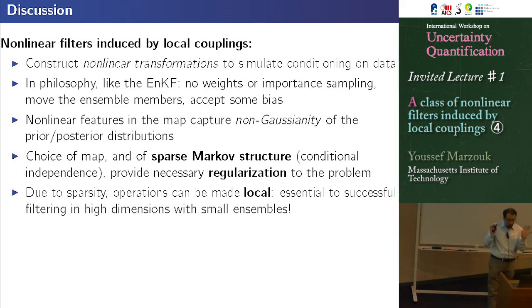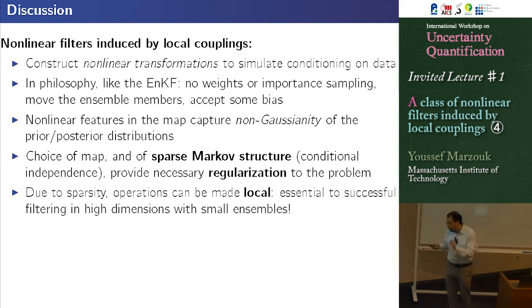But the upshot is that you should be able to trade that bias. You should be able to allow richer transformations that can capture some of that non-Gaussianity of the prior and the posterior. So the choice of map, the nonlinear functions that you use, and the sparse Markov structure regularize the problem. In particular, the idea of regularizing by sparsifying the Markov structure allows a lot of the operations to be made local. And this is really essential to scaling the whole algorithm.